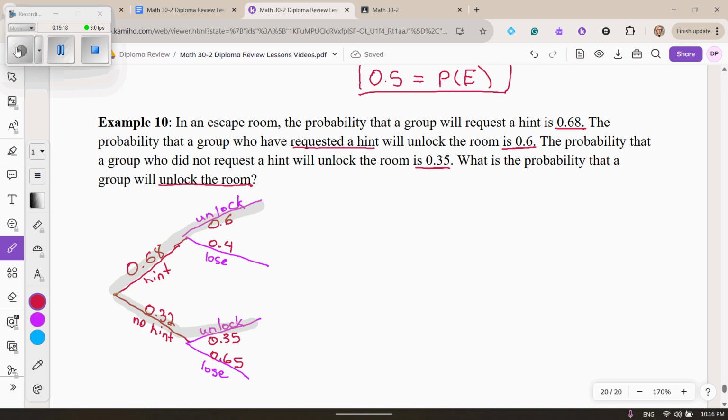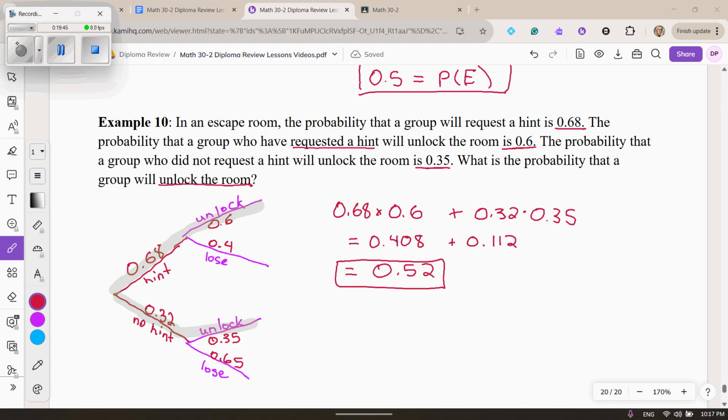So my final calculation is going to be 0.68 multiplied by 0.6 to unlock the room, or they had no hint and still managed to unlock the room. Okay, remember to use your words and or appropriately here. Okay, when you type that in your calculator, you will get the answer 0.52, which is 52% of the time they will unlock the room.